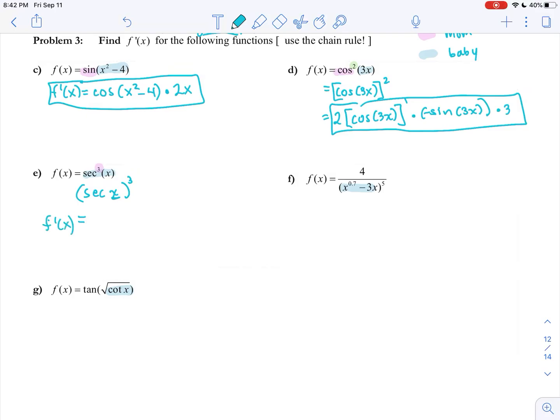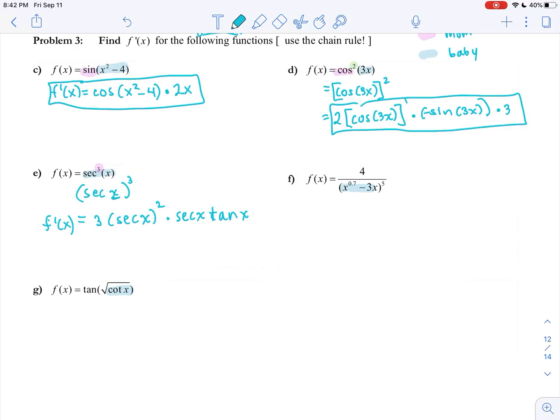So derivative-wise, f prime of x is the derivative of the mommy, which is the power rule. Bring the 3 down, deduct by 1, and then now times the derivative of secant of x, which is secant of x tangent of x. And then that's it. So 2 generations, 2 chains.